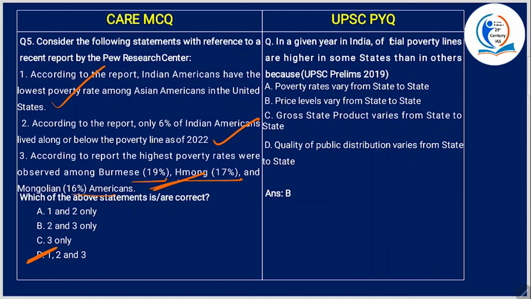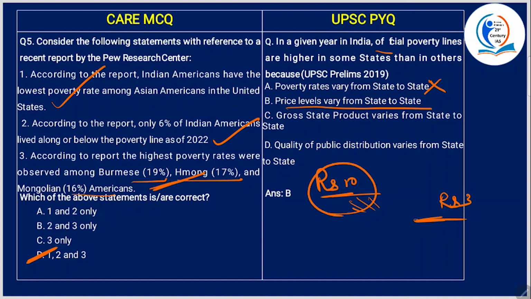Now, in a given year in India, the official poverty lines are higher in some states than in others because poverty rates vary from state to state? No, it's because price levels vary from state to state. For example, in Delhi, suppose rupees 10, you can live the whole month. Whereas in Bihar, if you have rupees 3, you can live the whole month. That means Delhi has a higher cost of living when compared to Bihar.